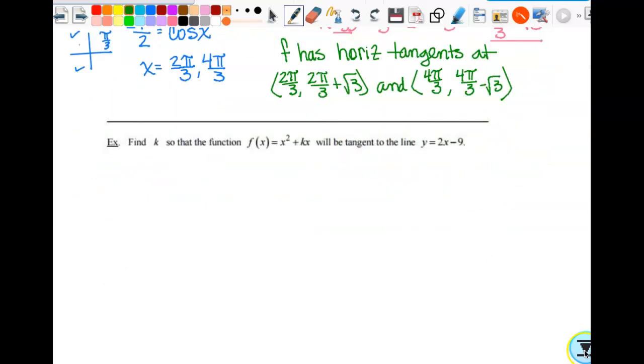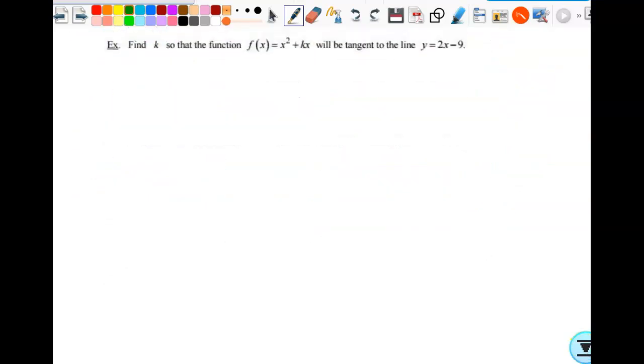So it says to find k, some constant k, so that this function will be tangent to the line, this right here. So k, so that the function will be tangent to that line. So let's just think about what that looks like as far as a graph is concerned. K is just a number, so I have to figure out what that number is. It could be 5, it could be just some kind of number. So this is some sort of quadratic. So let's just say that our quadratic looks like this. And let's say that this line looks like this, okay?